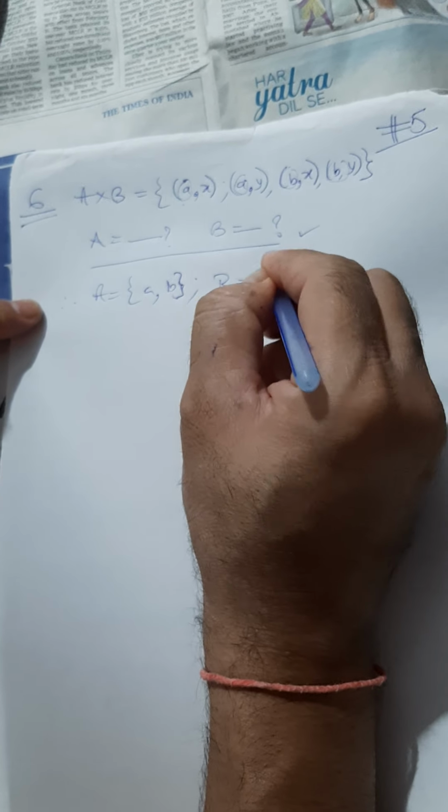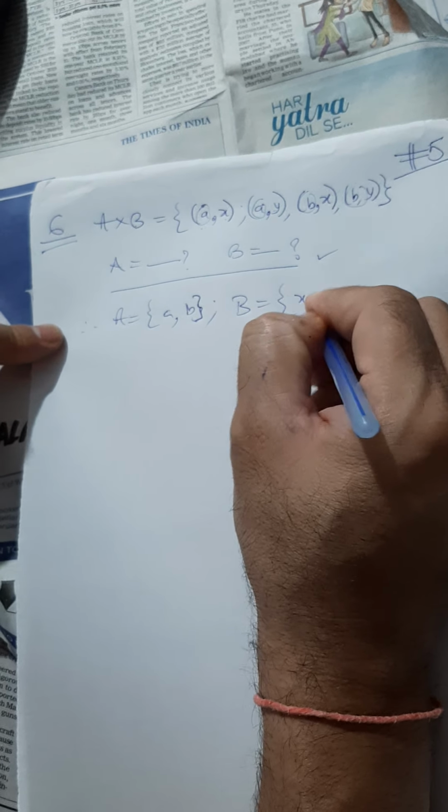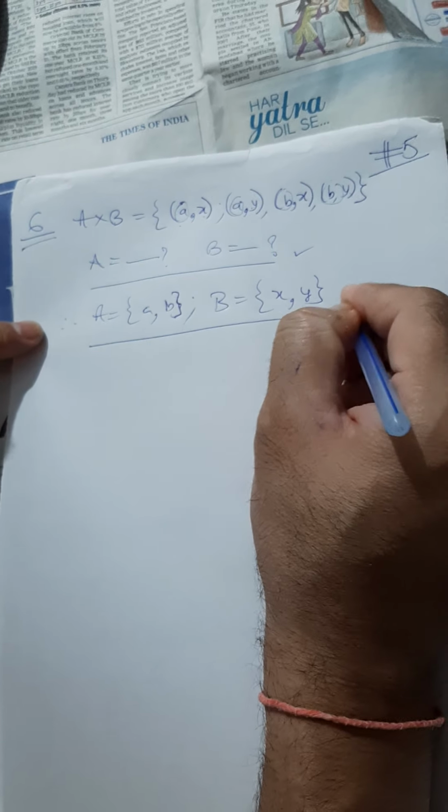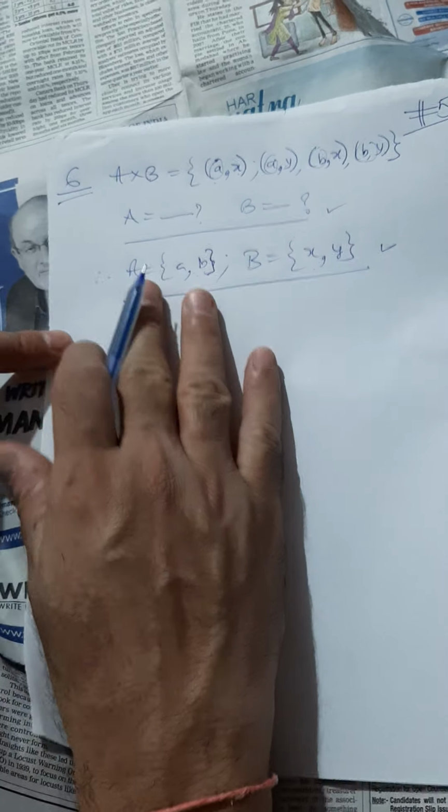And set B would be obviously X, Y, X, Y. So it is just X, Y. Repetition is not allowed in a set. So 2 members here, 2 members here. That is question number 6.